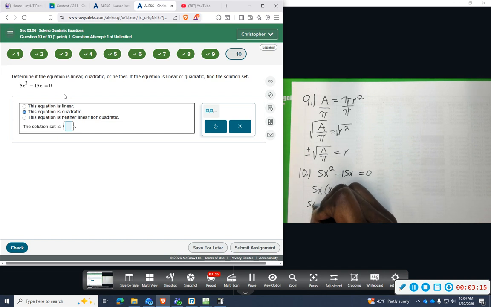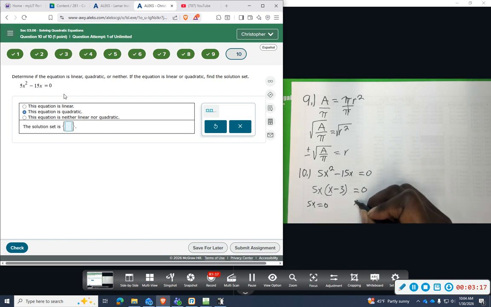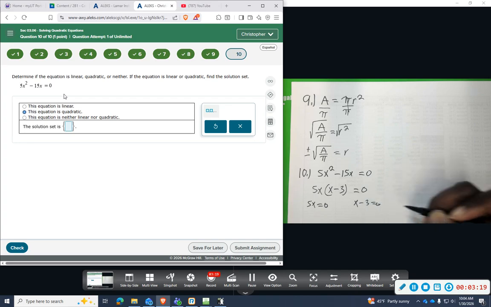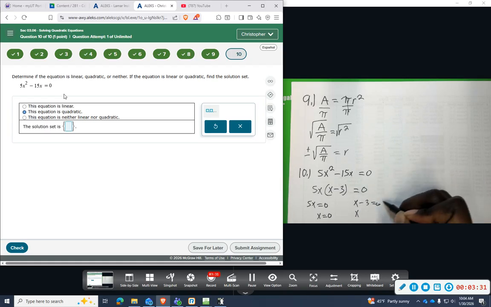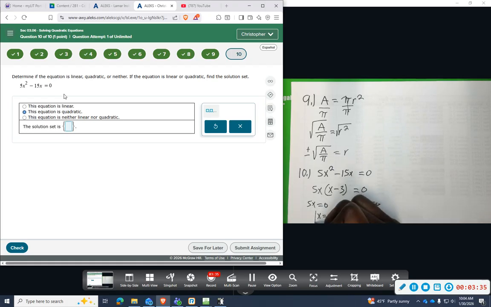So 5x equals 0, and x minus 3 equals 0. Solving for x, we would divide by 5 and get x equals 0. So 0 is one possible solution. And then if we add 3, we get x equals 3. So we get two possible solutions, 0 and 3. And that'll be a lot faster than doing the quadratic formula.